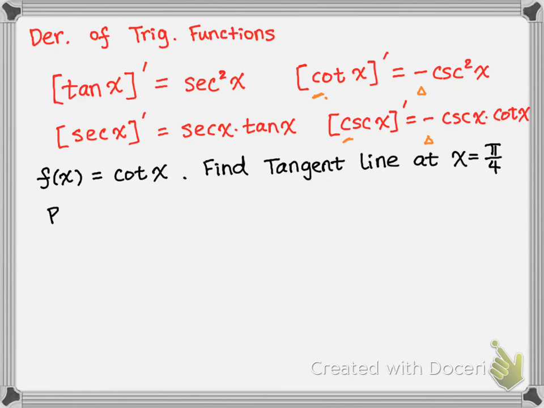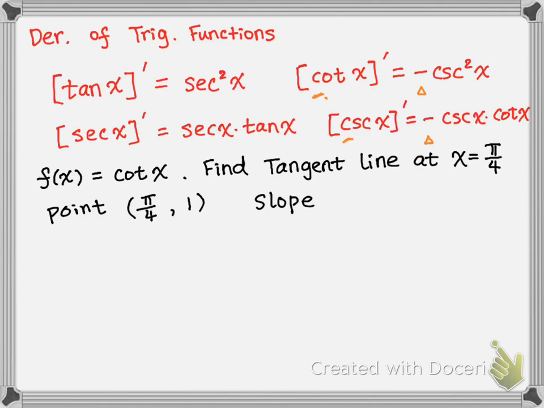So the point is x comma y, right? So x is pi over 4. What is cotangent of pi over 4? If you don't remember, then please use a calculator. It's 1. Now we need to find the slope.